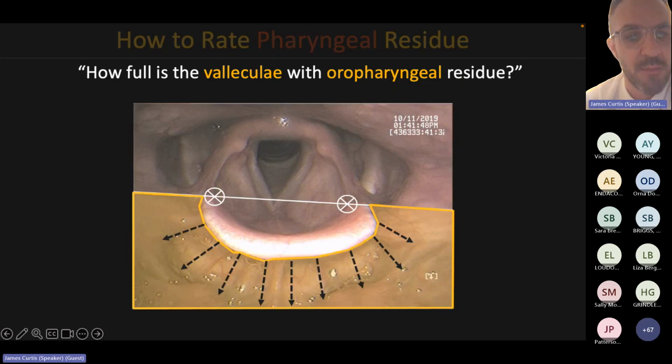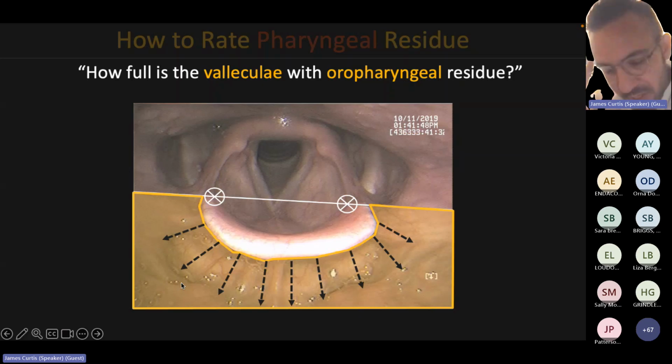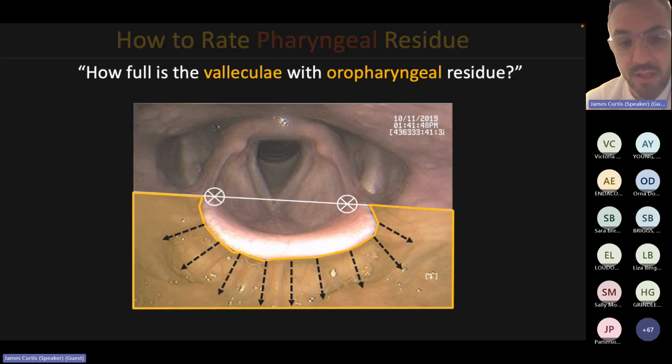If you go back to this image, what we're really asking ourselves is to look at anything that's in the yellow region, and then, using a little bit of imagination, it is imagination, you're going to put it into the vallecula, like scoop it all and push it into the vallecula. Then you ask yourself, if all the residue that you saw in the oropharynx was pushed into the vallecula, how full would the vallecula be? So we're normalizing our rating to the size of the vallecula.